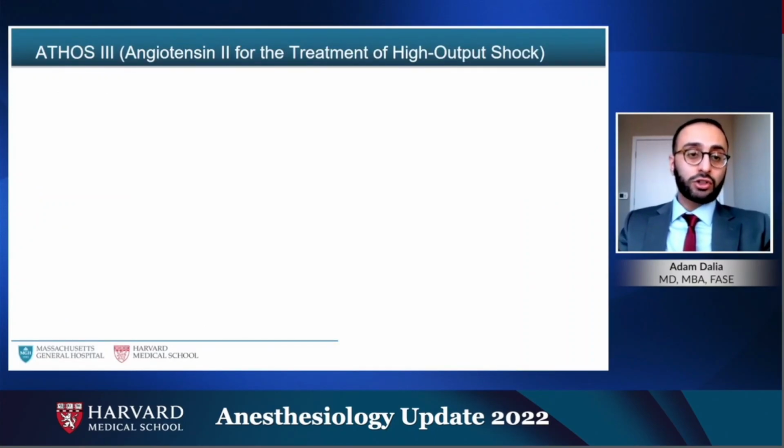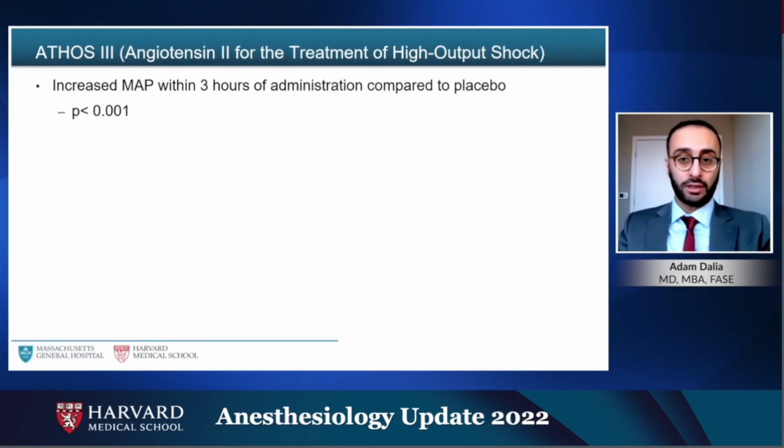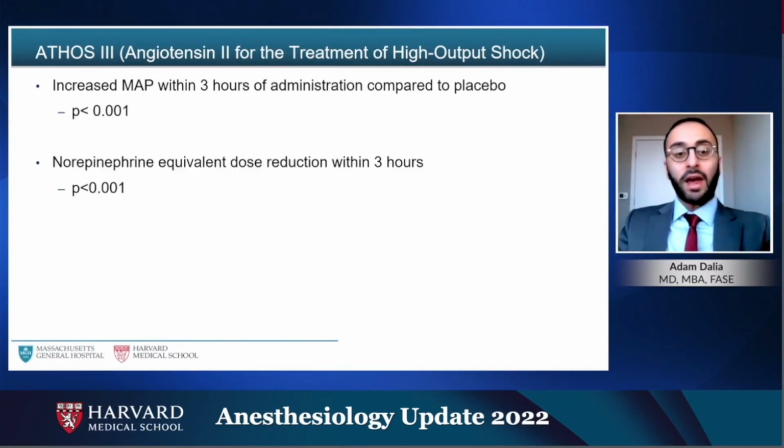Well, it comes from this large trial called the ATHOS-3 trial, or angiotensin II for the treatment of high output shock. They noticed that they had an increase of MAP within 3 hours of administration when compared to a placebo, and that was statistically significant with a p-value less than 0.001. Now, all of these patients were critically ill patients in the ICU, mostly suffering from septic shock causing vasoplegia. And their increase in MAP definition was an increase in MAP more than 10 points, or if it was above 75. The norepinephrine equivalent dose also decreased and was reduced within 3 hours.